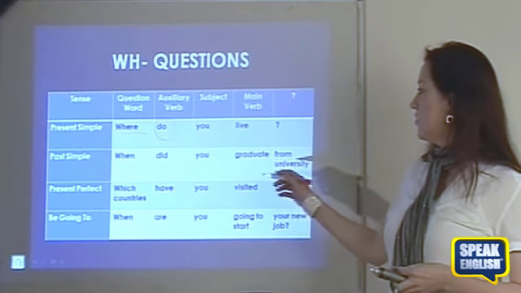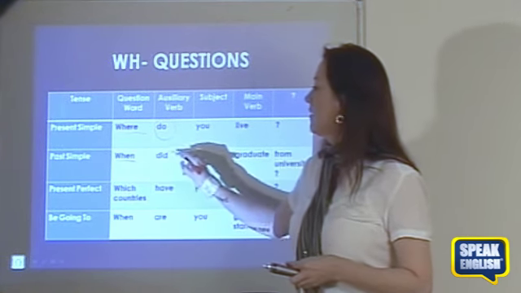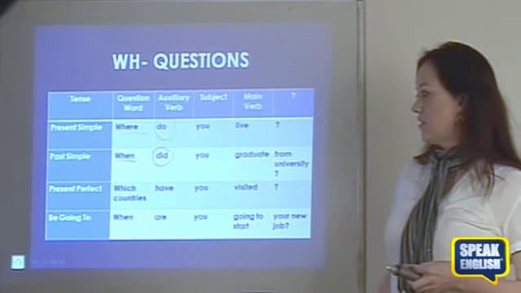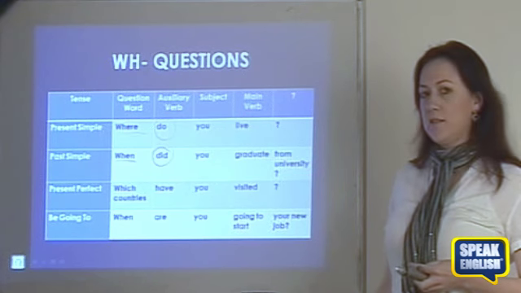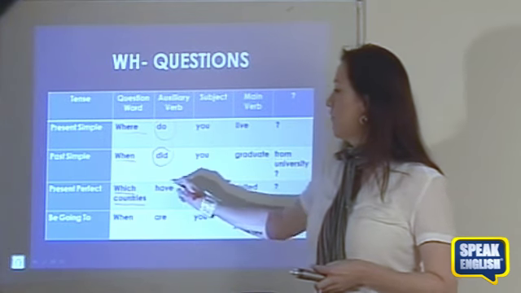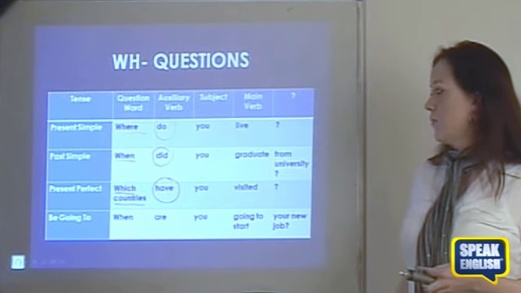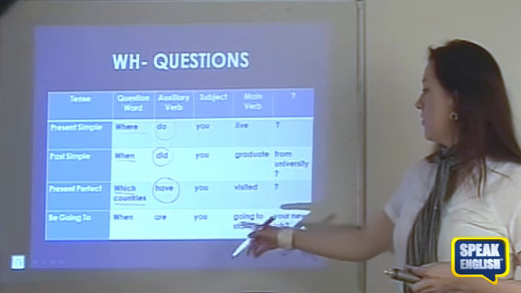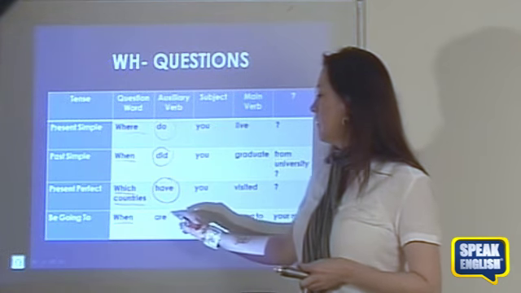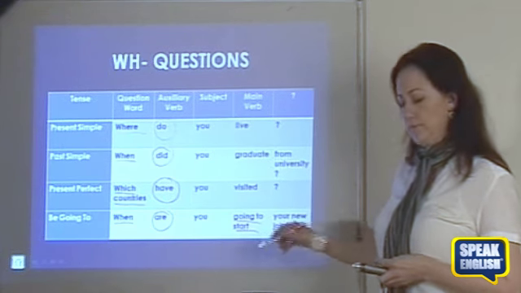Past simple, when did you graduate from university? The question word here is when. Did is the auxiliary verb. Present perfect, which countries have you visited? Here we have a question phrase, and have is the auxiliary verb for present perfect. Be going to? When are you going to start your new job? Here we have the question word when, the auxiliary verb are, and the main verb is going to.